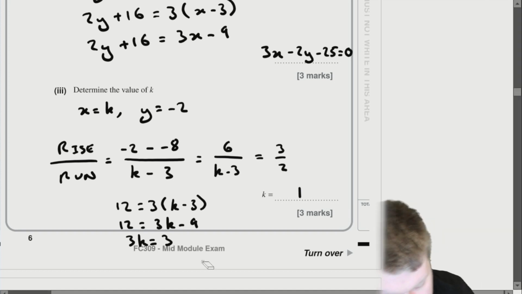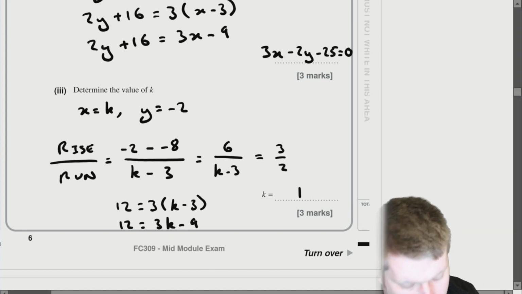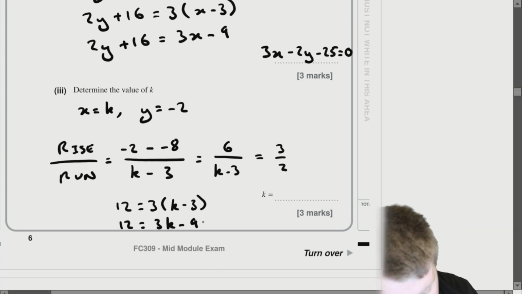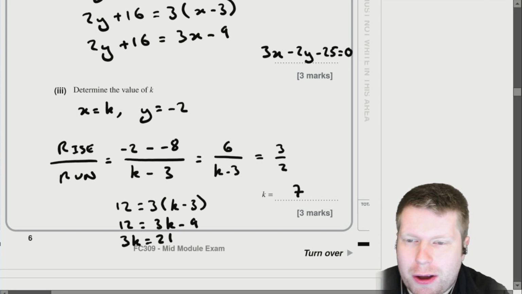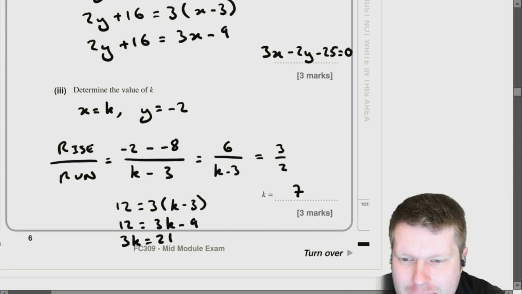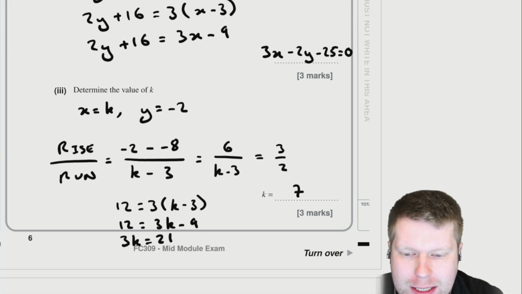Oops, my mistake. I've made a small mistake there, so ignore that line there. That's slightly wrong. So if I add 9, I should have added 9 to both sides here. So 12 plus 9, which is going to give you 21, equals 3k. And then if I divide by 3, you get k is equal to 7. So sorry, just a small error there. Doing calculation live is never my favourite activity. But you should have got k is equal to 7 there.